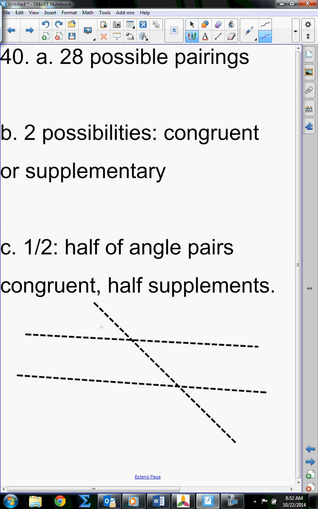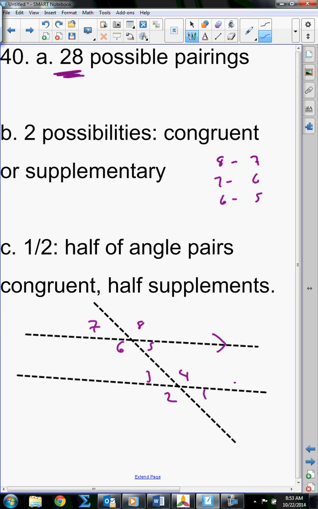And let's see, you got a 7, 8, 6, and 5, 3, and 4, and 2, and 1. So the question for 40 part A said, how many possible angle pairings are there? All right, there are 28. You can match angle 8 up with 7 different angles. Then starting with 7, you're down to 6. And starting with 6, you're down to 5, and so forth and so on. And when you add the 7 to the 6 to the 5 to the 4 to the 3 to the 2, you come out with 28.